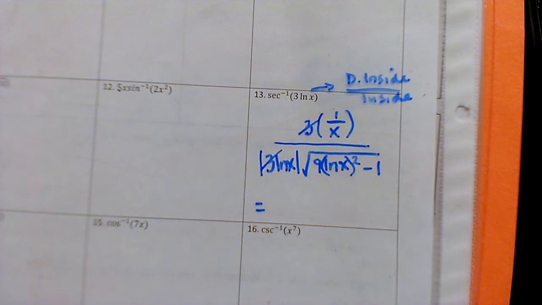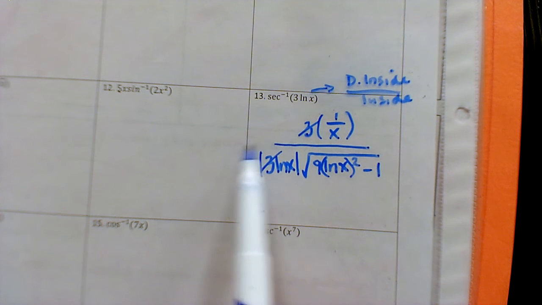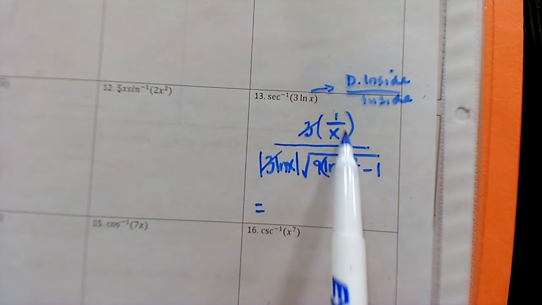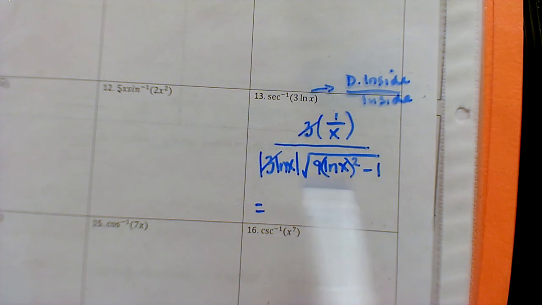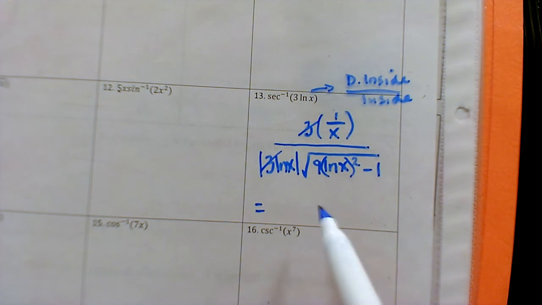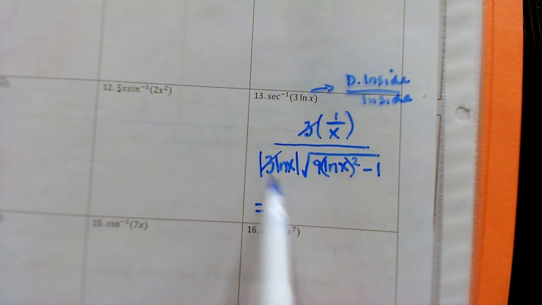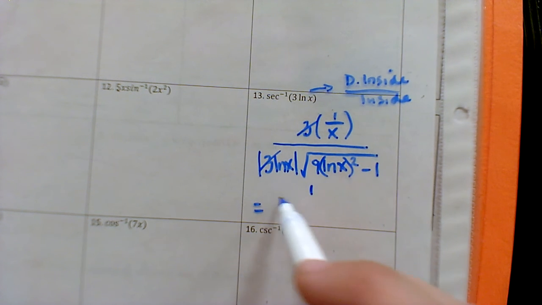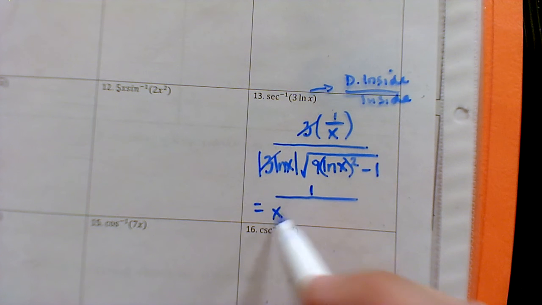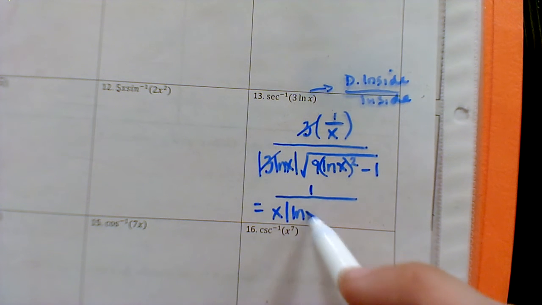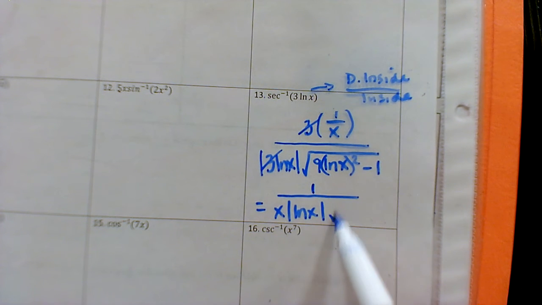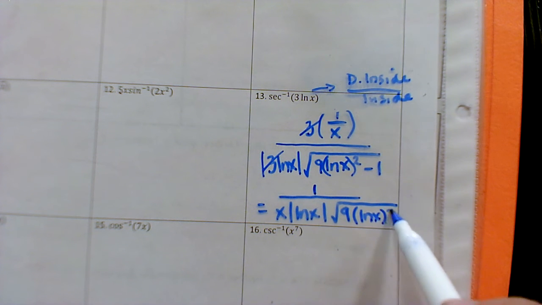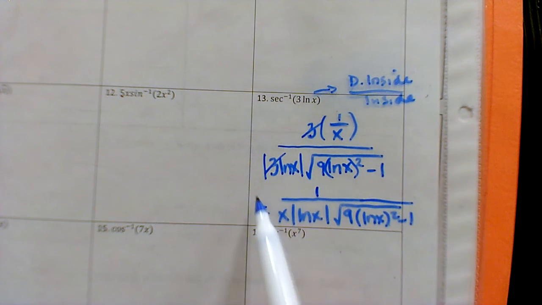And then also, instead of having 1 over x divided by whatever's left down below, since this x is in the numerator, we can move it to this overall numerator, a property of fractions. Or you can think about bringing up the denominator and multiplying by the reciprocal, same idea. So in the end, we'd have 1 over x times the absolute value of natural log of x times the square root of 9 natural log of x squared minus 1.